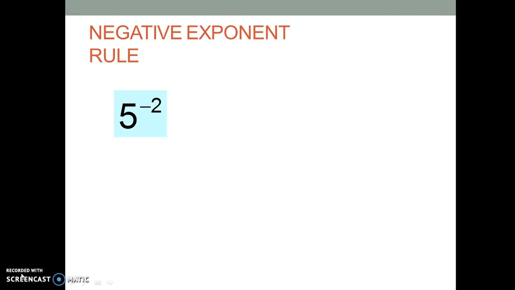The first one is negative exponents. What about 5 to the negative 2 power? How could I make that negative 2 be positive? Well, since 5 to the negative 2 is in the numerator, I can just bring it to the denominator and it makes the exponent change signs and become positive. Same happens if you start with a negative exponent in the denominator. If you bring the base and the exponent to the top, put it in the numerator, it makes the exponent become positive.